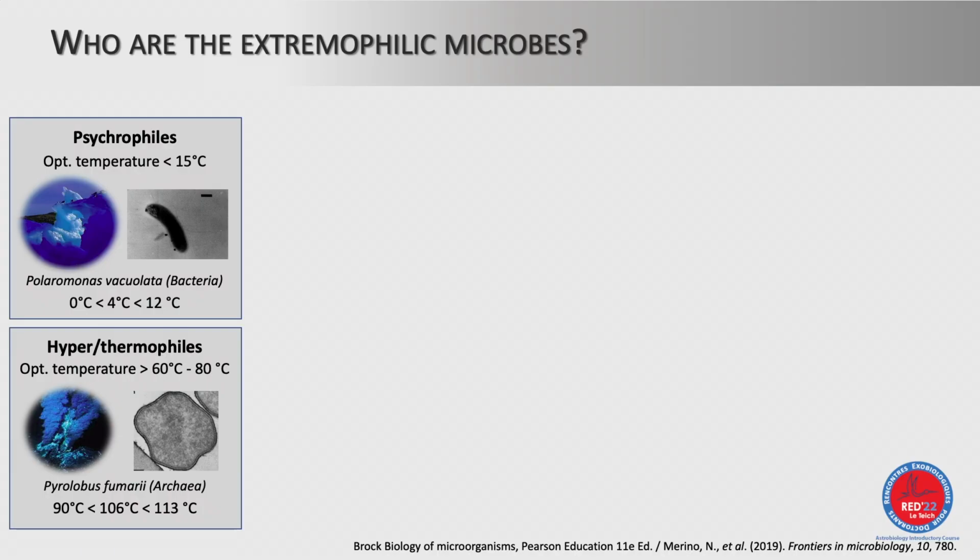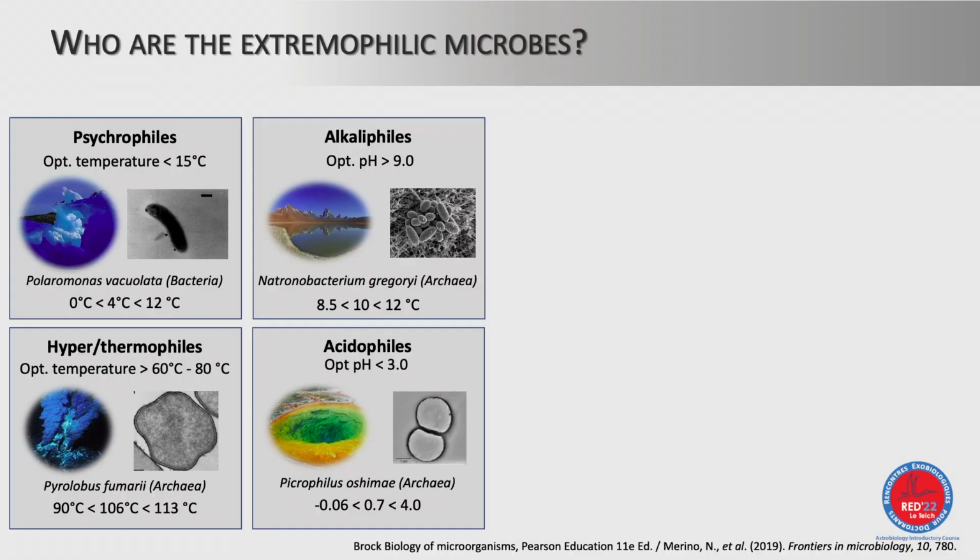And here is an example of Polaromonas vacuolata. It was isolated from the Antarctica. At the other extreme, you have thermophiles and hyperthermophiles. So they grow well at between 60-80 degrees, and hyperthermophiles above 80 degrees C. So here's an example. Pyrolobus fumarii was isolated from deep sea vents.